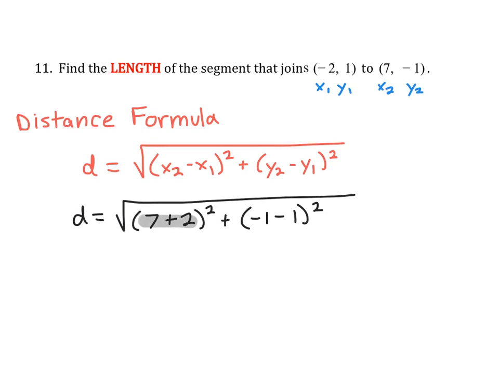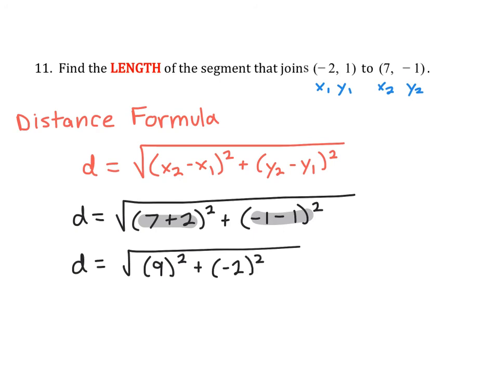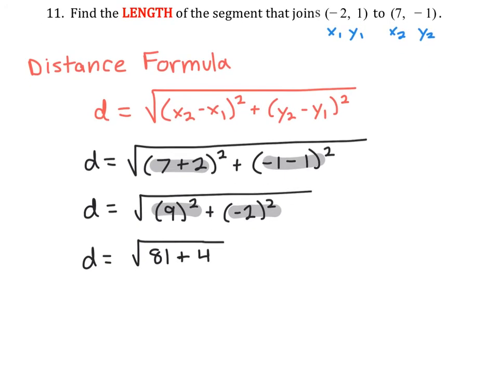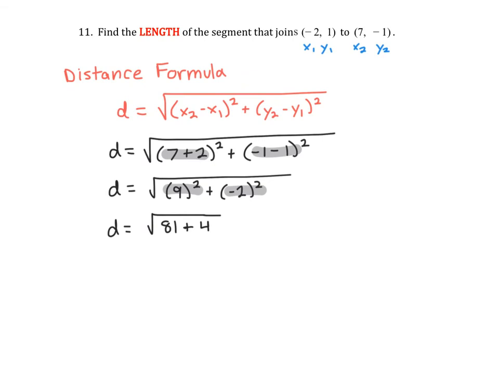Now we're going to start just by simplifying what's in the parentheses, following our order of operations. And be careful, -1 minus 1 is -2. And now we are going to do our exponents, so 9 squared and -2 squared. So 9 squared is 81. -2 squared becomes positive 4 because -2 times -2 becomes a positive. So now we can say that it is the square root of 85.